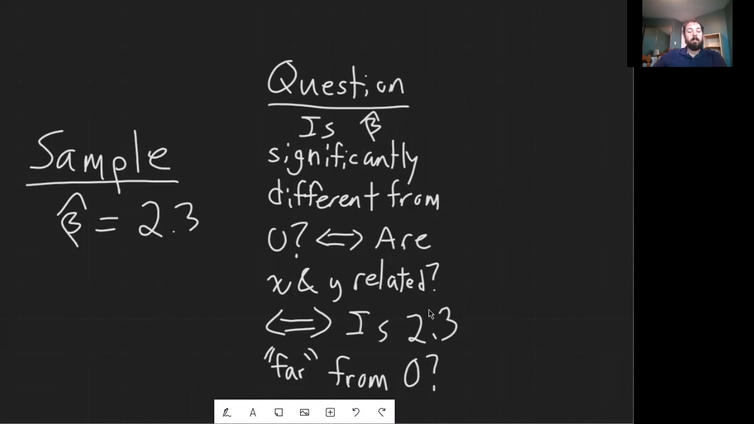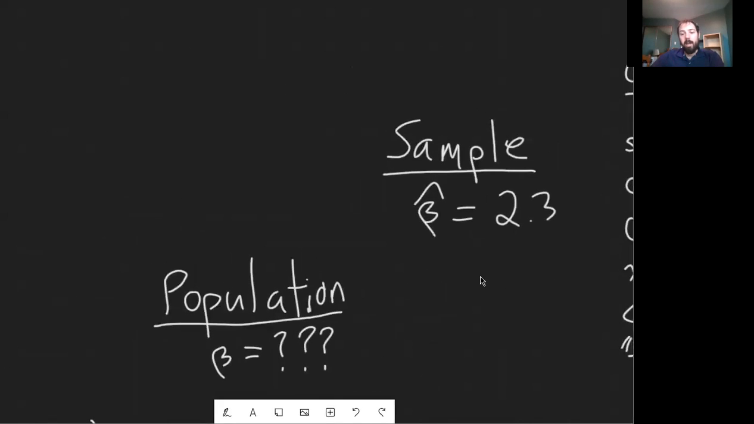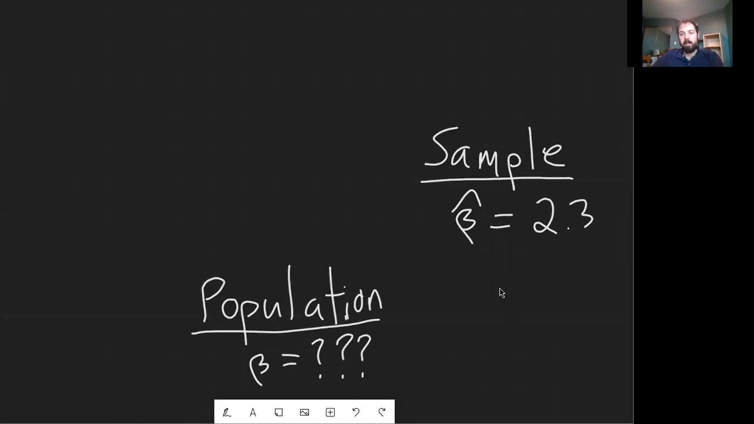A better way to ask this question, and this is going to be important for later, is 2.3 far from zero? So relative to the variance, is 2.3 a big number compared to zero? So we would like to use the population value and just be able to say, well, the population value is this, 2.3 is close to the population value, is not zero, we're done. If we knew the population value, we can tell whether it's zero or not. We don't need to do anything else. We don't know that. So this is where hypothesis tests come into play.